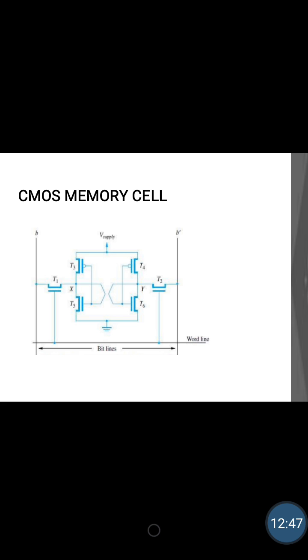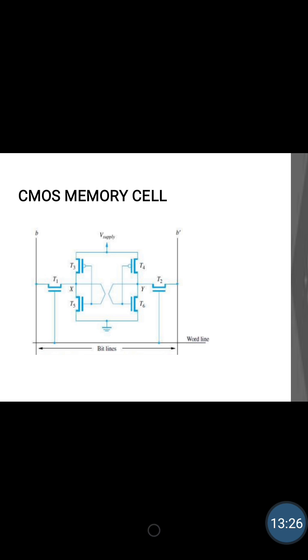If the content of the cell is 1, means x is 1, I can transfer it to B. How? By making T3, T6 on. 1 means T3 and T6 will be on, T4 and T5 will be off. Opposite for 0. If it is 0, then T3 and T6 will be off, T4 and T5 will be on. Thus, by turning the word line high, I can transfer whatever is there on x to B, and whatever is there on y, which is nothing but x bar, will be moved to B bar. This is how a read operation can be done.